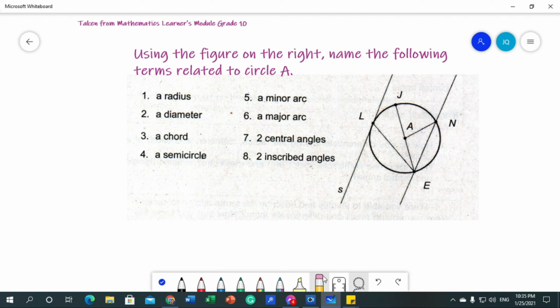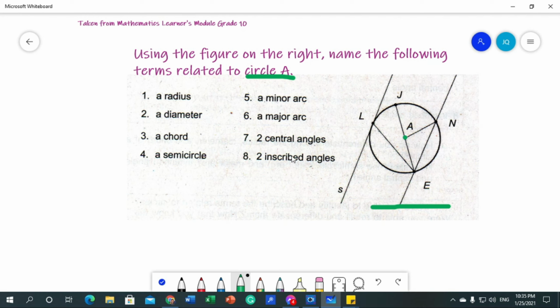Okay, so from the direction, we are going to name the following terms related to circle A. So, where is circle A? Obviously, this is circle A. And why is it called circle A? It is called circle A because of its center point, which is point A. So, we name a circle by its center point.